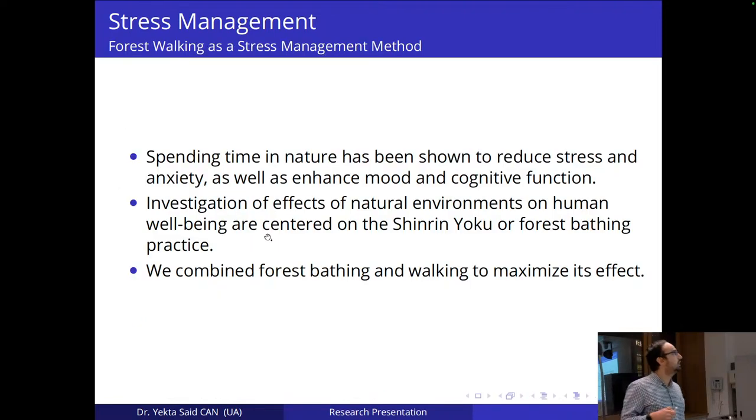Another technique can be forest walking. Spending time in nature is known to reduce stress and anxiety and improve mood and cognitive function. These effects of natural environments are centered on Shinrin-yoku, which is a Japanese principle, or forest bathing in English. So we combine forest bathing and walking, which is a physical activity, to maximize its effect.